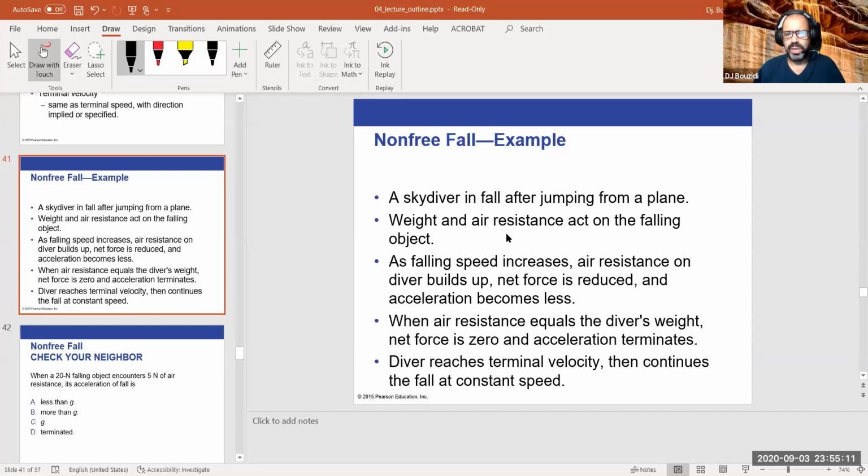As falling speed increases, air resistance on the diver builds up, net force is reduced, and acceleration becomes less. When air resistance equals the diver's weight, net force is zero and acceleration terminates. No more acceleration. Diver reaches terminal velocity, then continues the fall at constant speed. So from that point on, it's a motion with constant speed because the two forces are canceling one another.